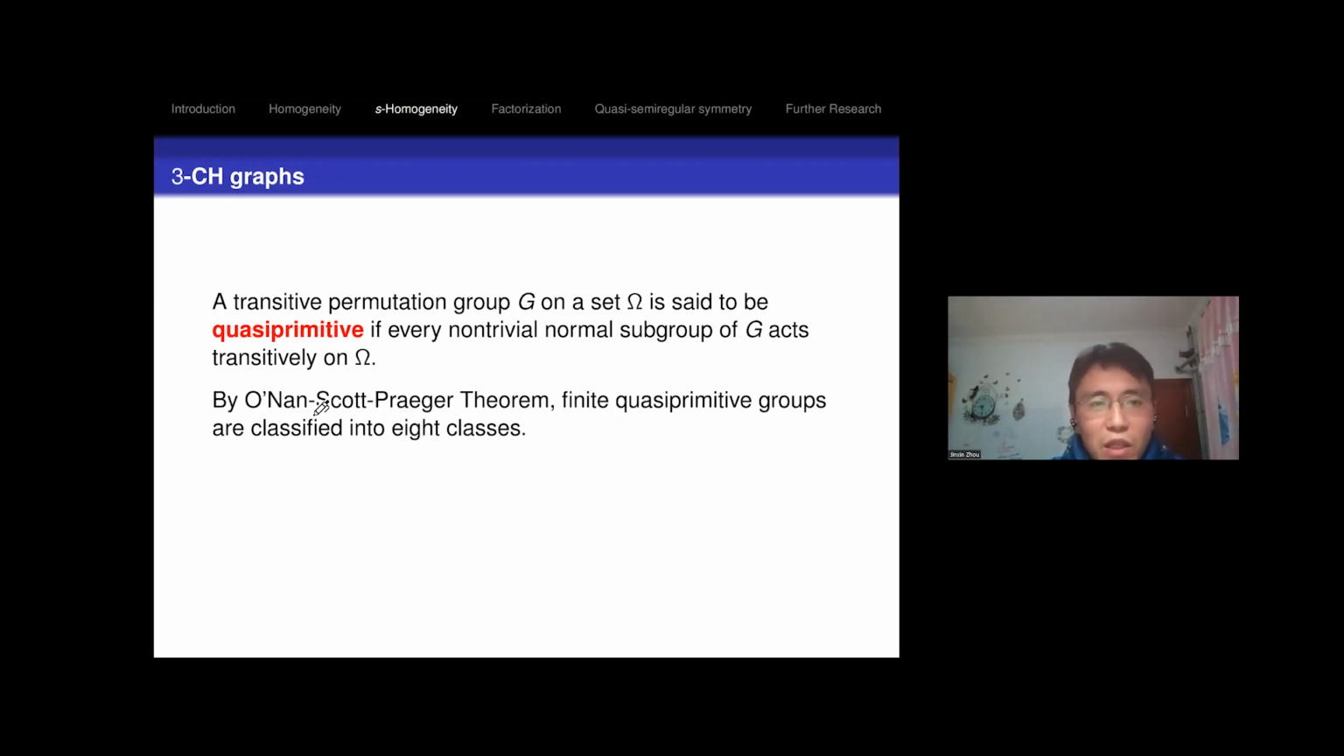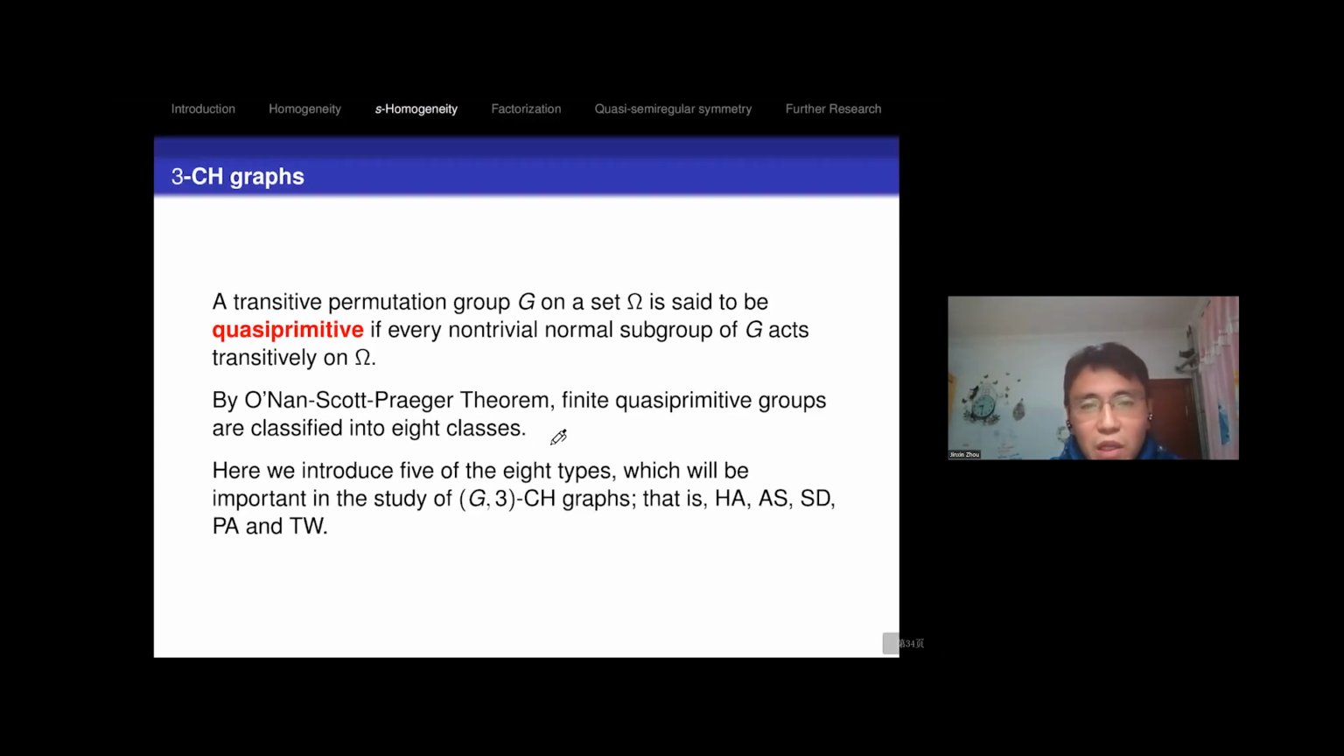And by the Scott-Praeger theorem, finite quasi-primitive groups are classified into 8 classes. Here I will introduce 5 of these 8 classes. Actually, these 5 types will be important in the study of G3CH graphs. That is HA, AS, SD, PA, and TW.